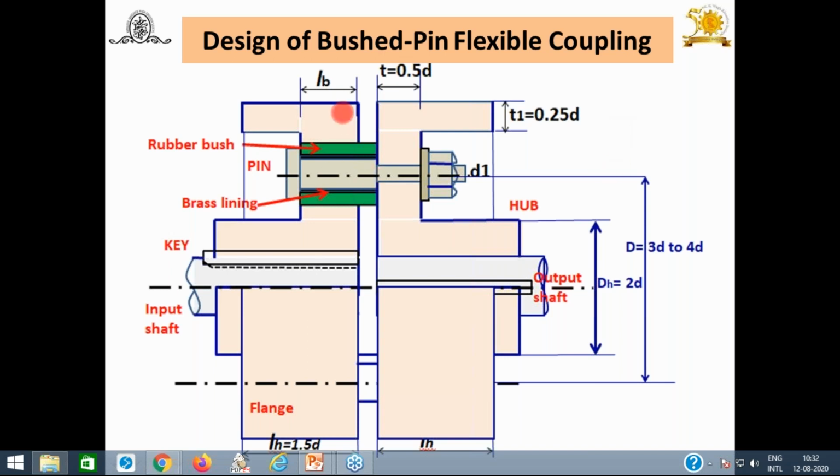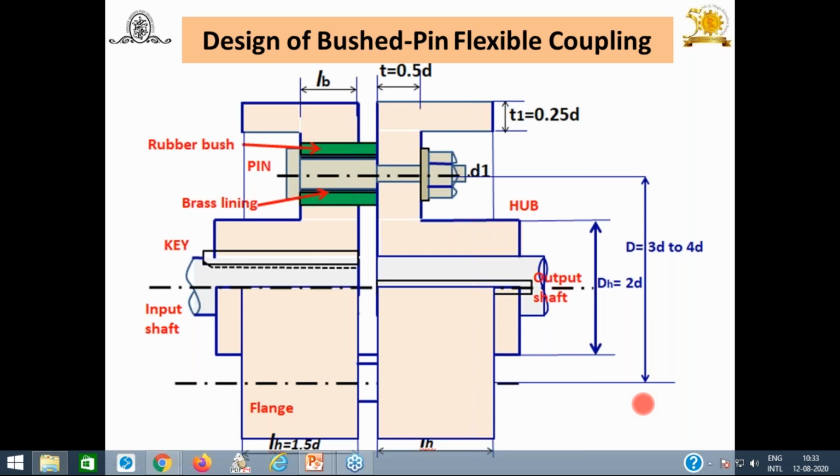It's like a rigid coupling, only there is a change: instead of nuts and bolts, a pin is used. Again, the brush bush and rubber bushes are provided, and the rubber bush is the flexible one. That's why the name is given: bush pin type flexible coupling. Try to understand. Again, in the design, some of the steps involved in the rigid flange coupling remain the same for the design of this bush pin type flexible coupling also. I will discuss after this slide.